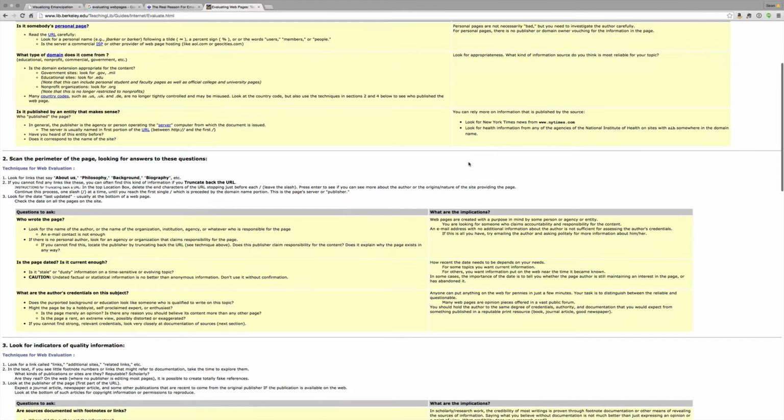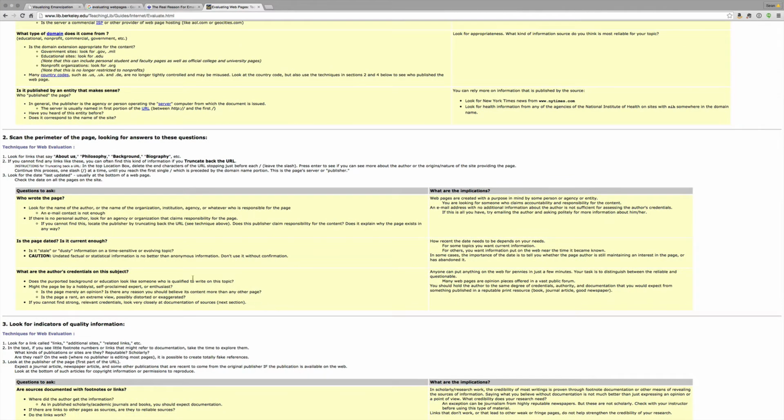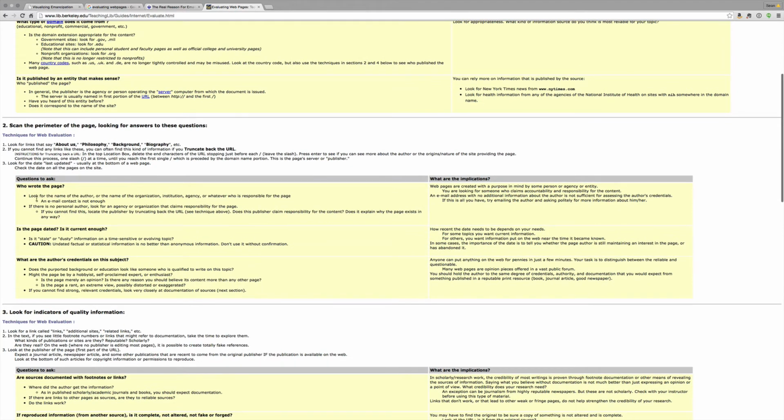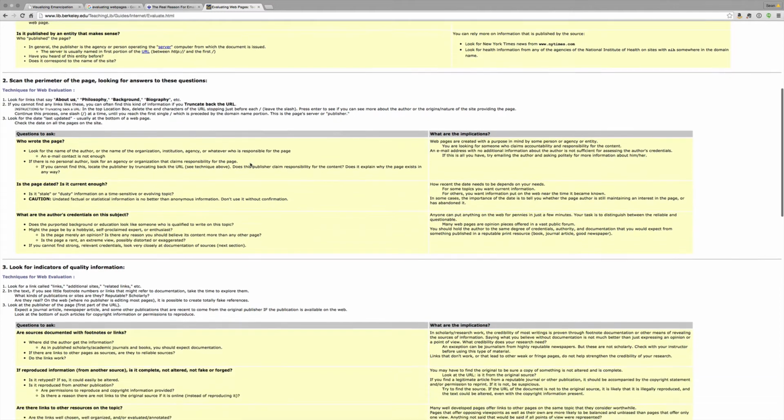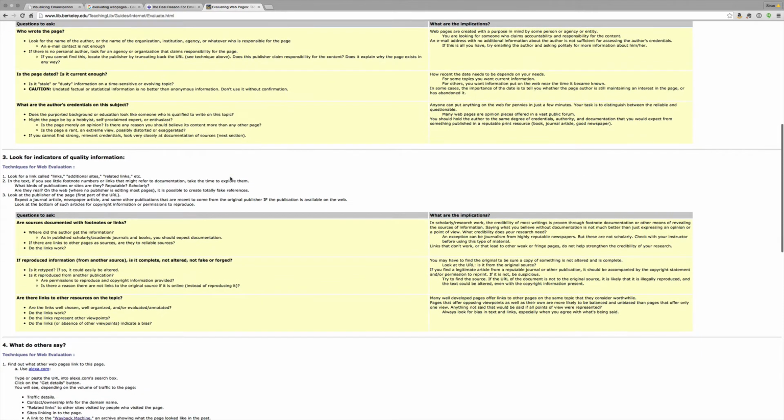From there, it talks about authorship, who wrote the page, whether or not it's updated and maintained, and whether or not the author's credentials are sound. So here you have a way of looking at the validity of the information that's published to that website. And then it walks you through how to look for indicators of quality information.